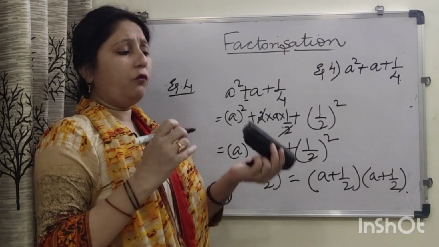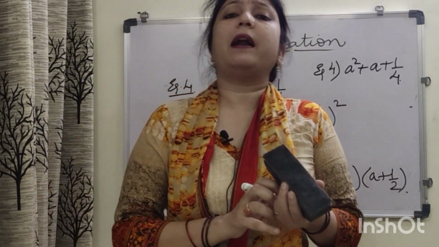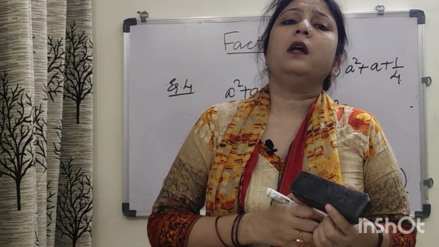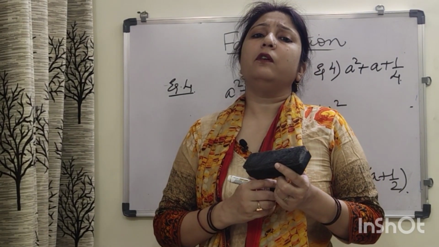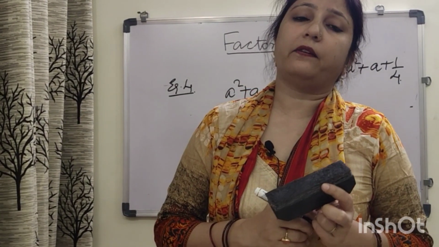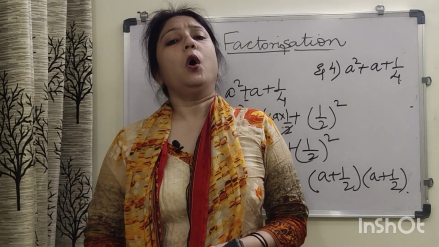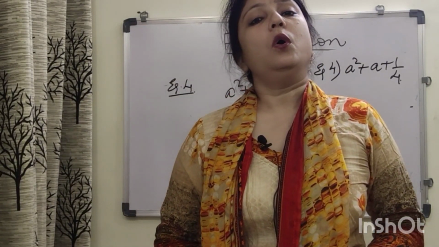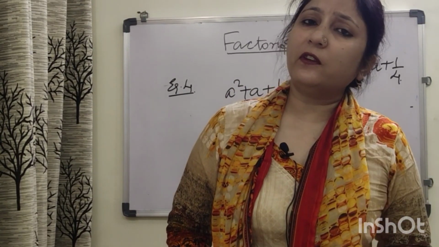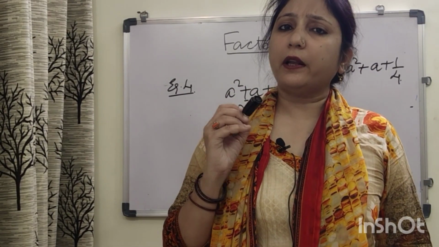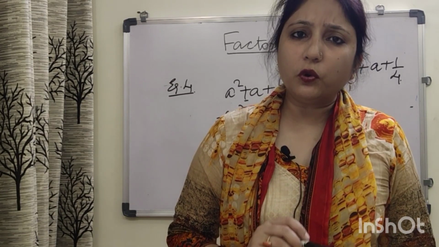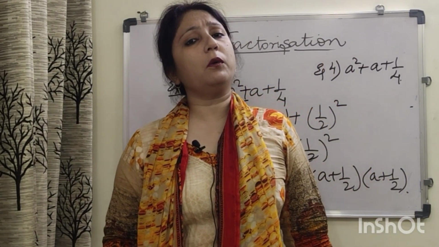This is how we can do the factorization of trinomials which are squares by using identity a plus b whole square or a minus b whole square. Necessary conditions I have written in the beginning. Just go through them, try to solve the question.